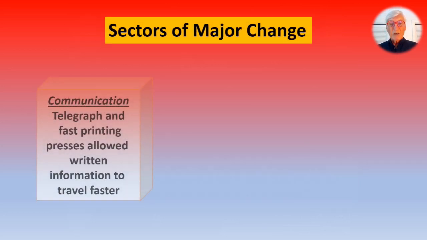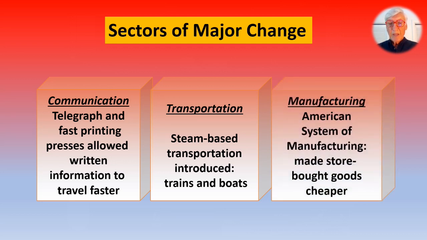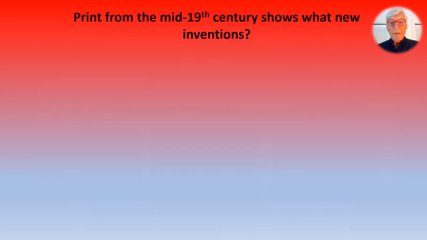So what were the sectors that made a change? Communication. This was the advent of the telegraph and fast printing presses, which allowed written information to travel faster so people could share ideas more quickly, which stimulated other new ideas. Transportation changed. We had steam-based transportation introduced on both trains and boats. Manufacturing. The American system of manufacturing made store-bought goods cheaper.